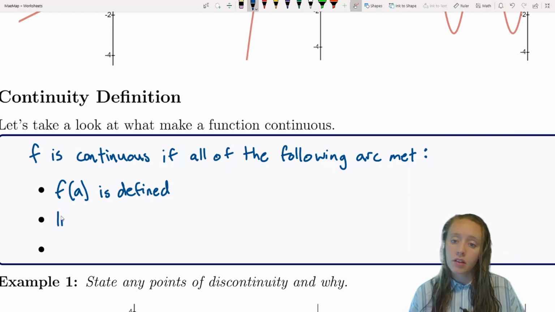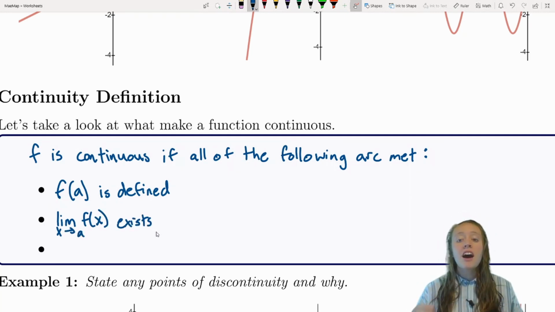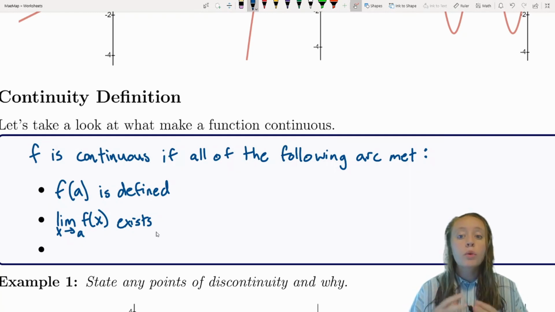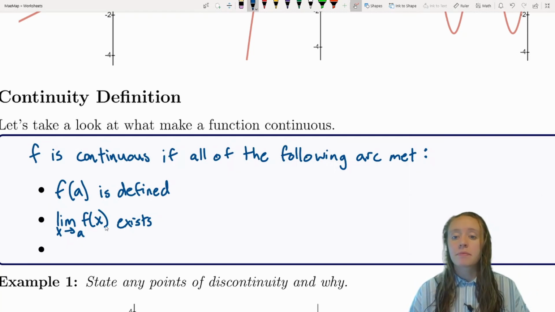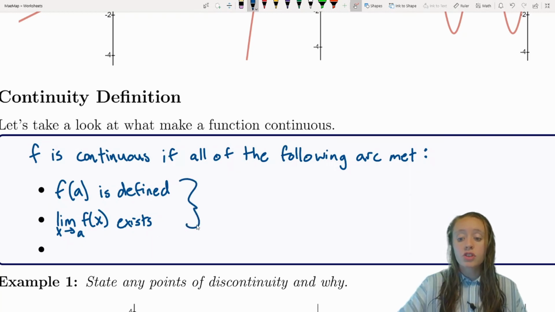Another thing is that the limit of f of x as x approaches a exists. So what has to happen in order for a limit to exist? Coming from the left and coming from the right, both left side and right side limits need to be that same value. And remember, as we go towards infinity for a limit, or as we go towards negative infinity, technically those do not exist. And then lastly, we're going to tie these two together.